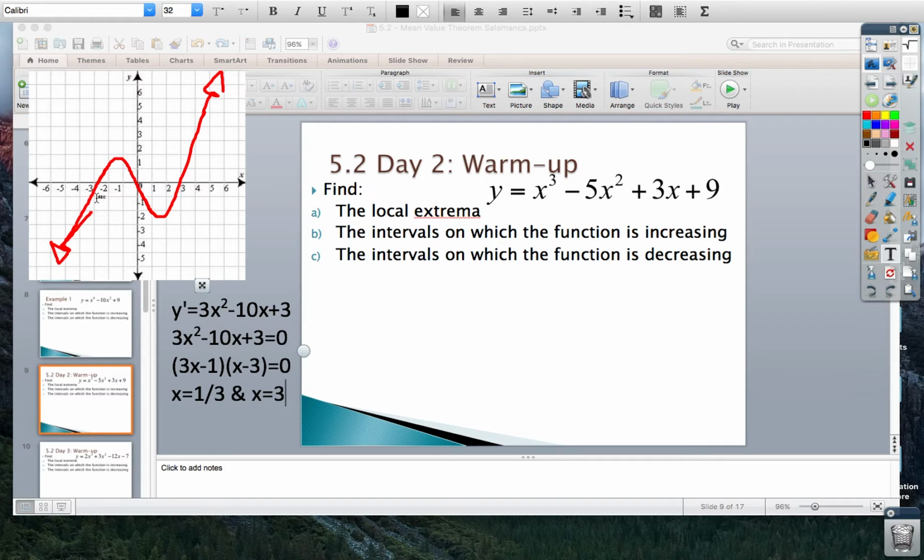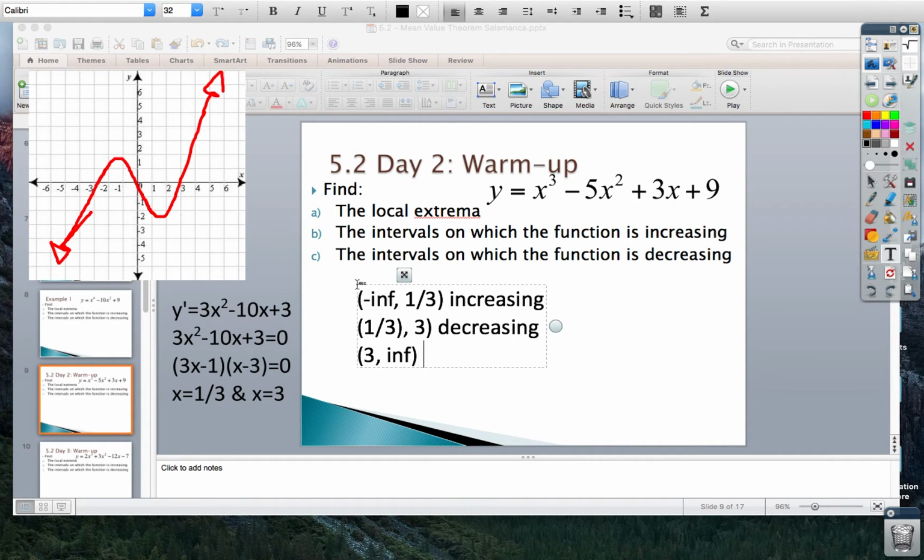Now, keep in mind, we kind of have this rough sketch in our head, the one that I sketched out in red. Next thing we're going to do is find the max and min, or the increasing, decreasing values. So I know starting at negative infinity, that's always where you want to start. So negative infinity to your first critical point, which is 1/3, we know that this thing is increasing. Then from 1/3 to 3, we know this thing is decreasing. And then we know from 3 to infinity, it's increasing again.